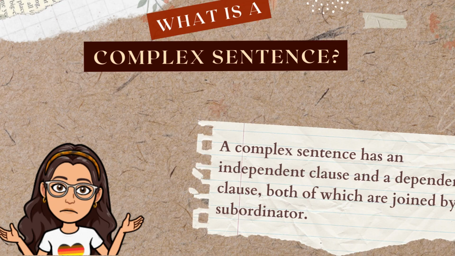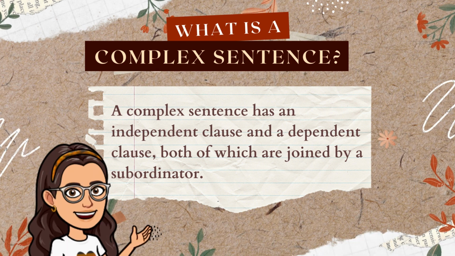First, we need to know, what is a complex sentence? A complex sentence is a sentence with an independent clause and a dependent clause, both of which are joined by a subordinator.